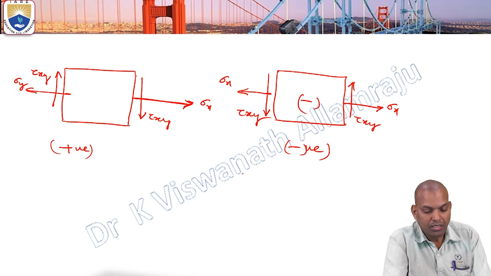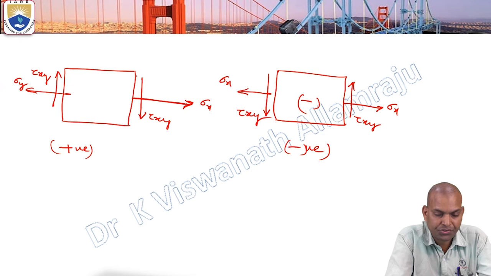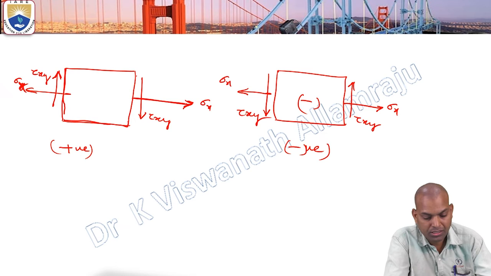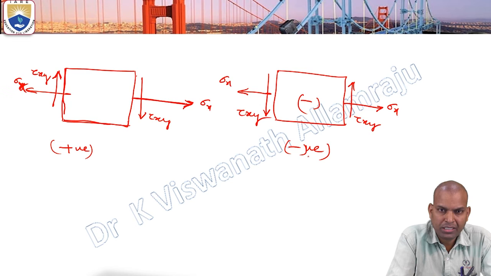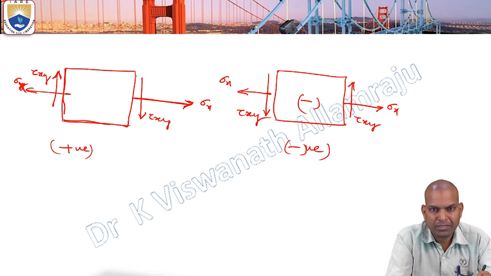On what basis are we considering positive with respect to the planes? We consider the face where sigma x is acting. If the shear stress is in clockwise direction, it is a positive shear stress. If it is in counterclockwise direction, it is a negative shear stress. These sign conventions are very important in the graphical method and also in the analytical method to find sigma n and tau.